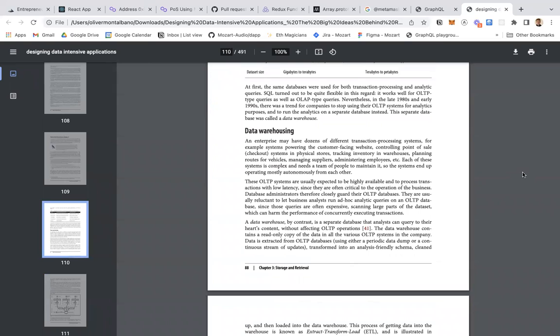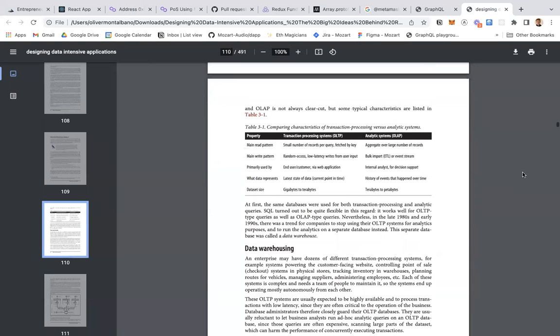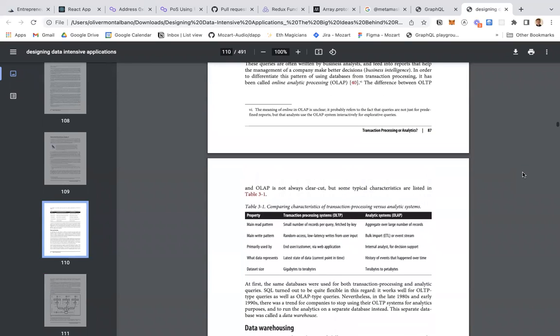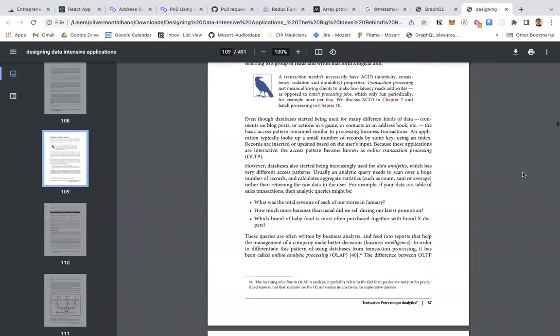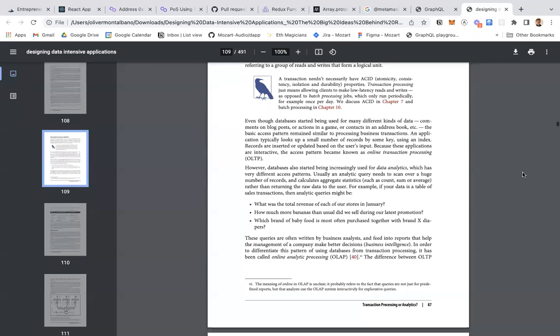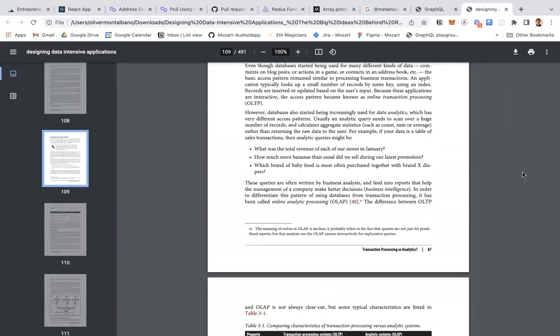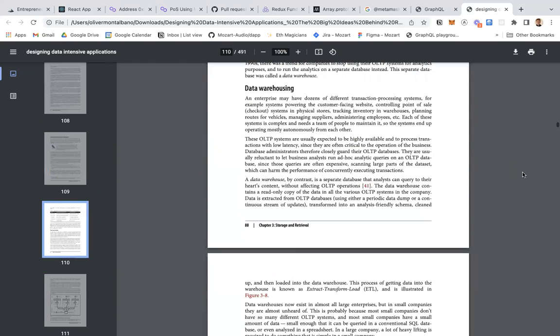What is OLTP again? Let me look up. Or OLAP? Oh, analytic processing. And transaction processing, I think. Yeah, so transaction processing is like simpler.